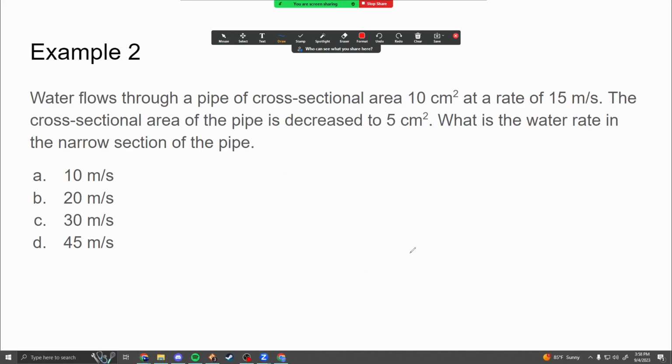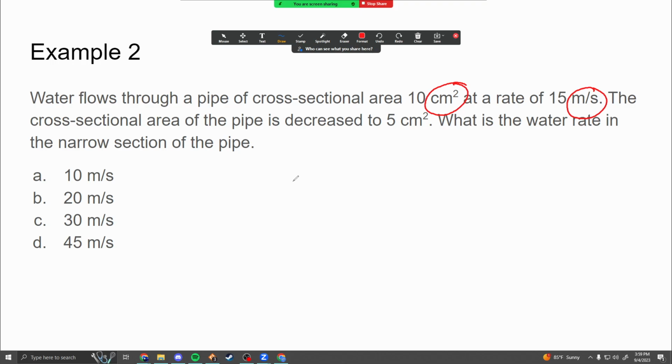Water flows through a pipe of cross-sectional area 10 square centimeters at a rate of 15 meters per second. You'll look at this and think you have to convert. You actually don't, because both of your areas are in centimeters, so they're going to cancel out. It's important to recognize that sooner rather than later so that you don't waste time converting. We all know what a time crunch the AP is in getting to every question. The cross-sectional area of the pipe is going to be decreased to 5 centimeters squared. You can also think about in versus out as initial and final, in the event that we're talking about the same pipe, like in this case.